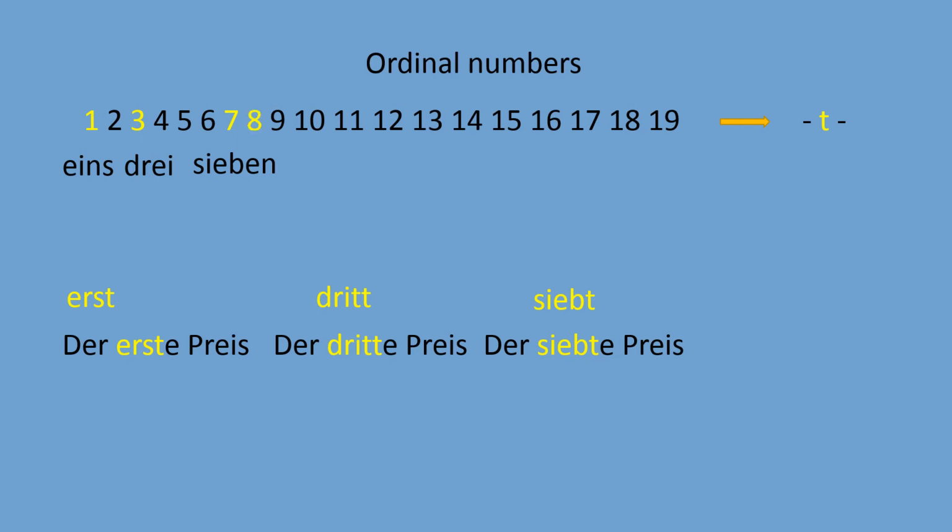And the last exception you need to memorize is number 8. 8 in German is acht. We do not change anything, and we do not put any suffix on this number. We just use the same acht.